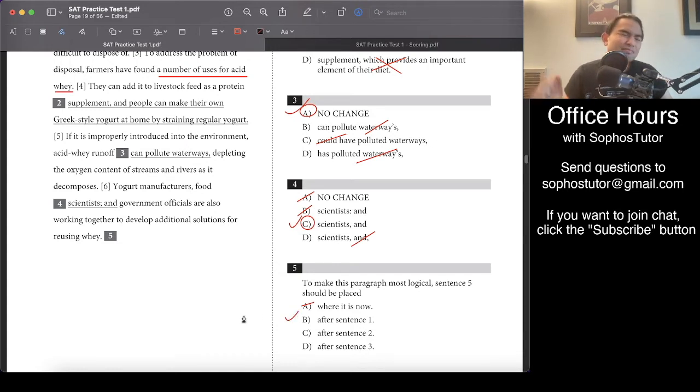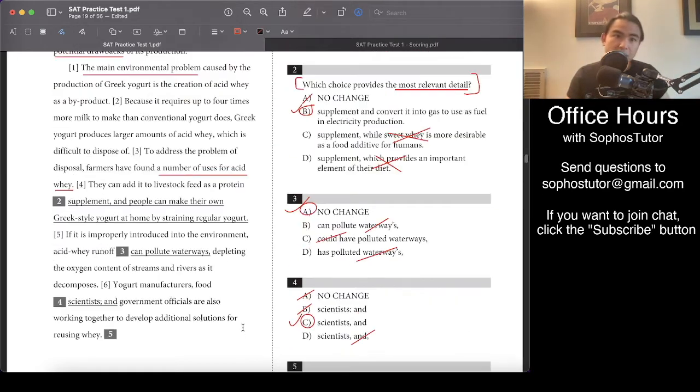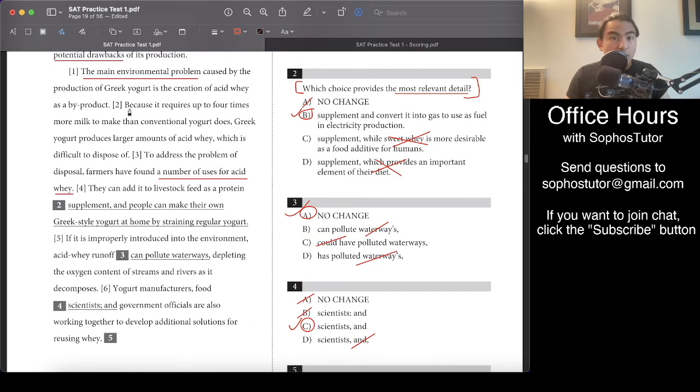But I kind of want to hear how sentence 5 sounds after sentence 2. Okay. We already read sentence 2, right? Talking about how acid whey is difficult to dispose of. But then if we go to sentence 5, if it is improperly introduced into the environment, acid whey runoff can pollute waterways, depleting, right?